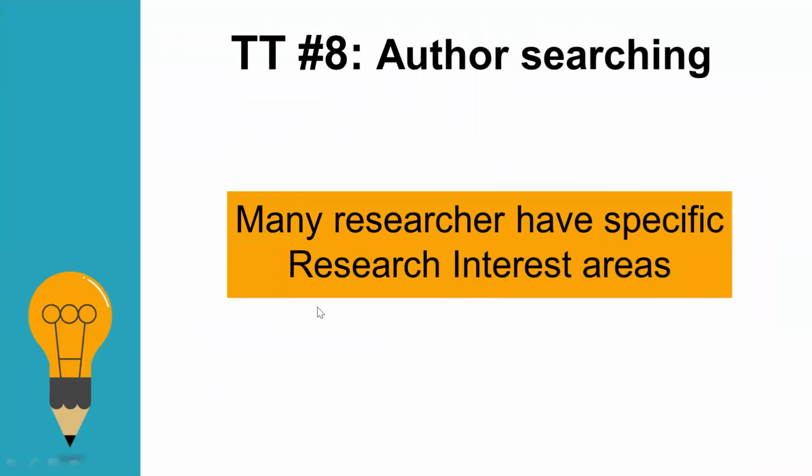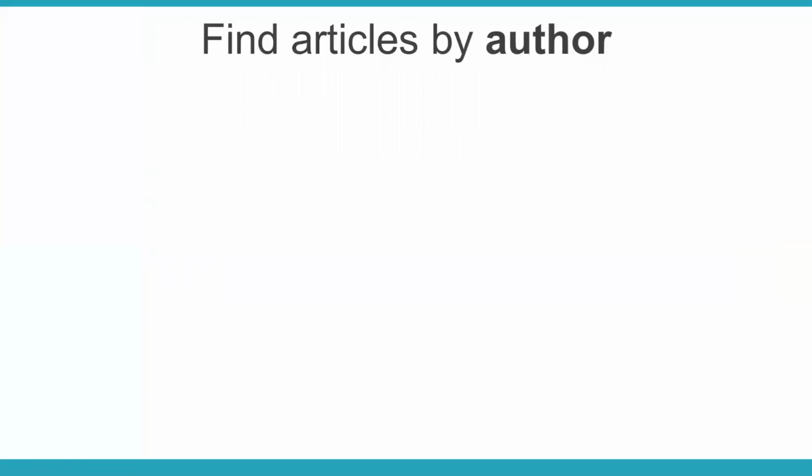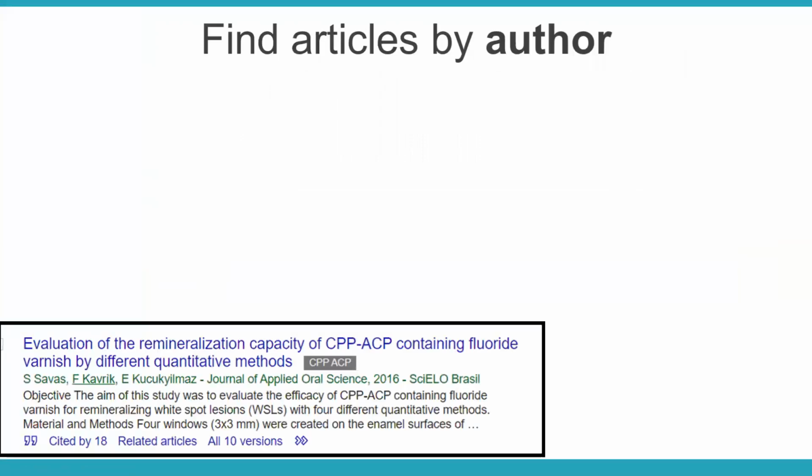The next trick is author searching. Many researchers have specific research interest areas, so it helps us to find articles by author work. For example, this was a CPP, ACP and fluoride varnish article by Savas, and I thought maybe this person has published more articles on this topic.